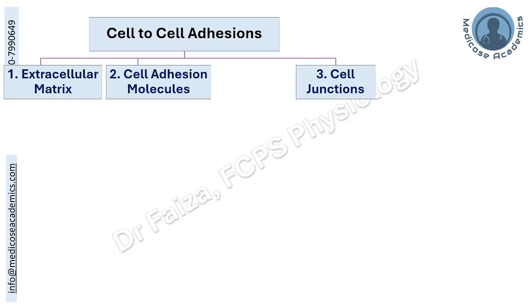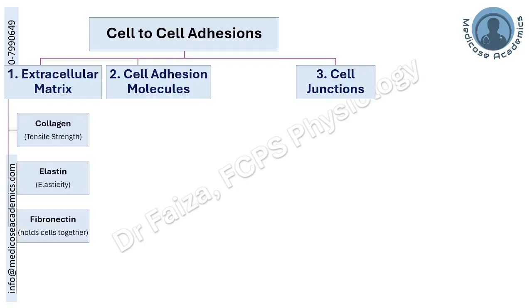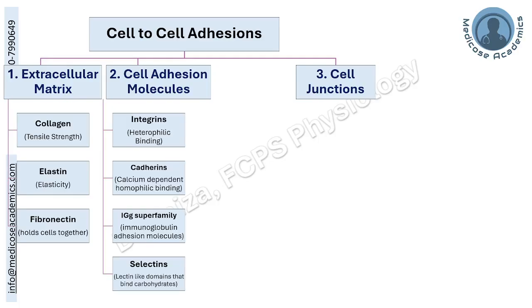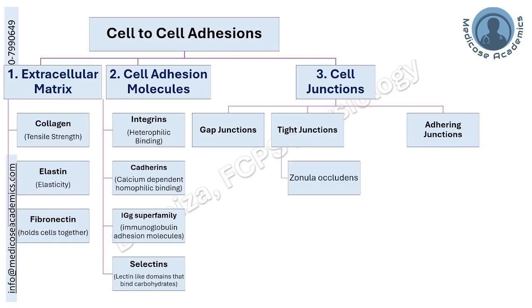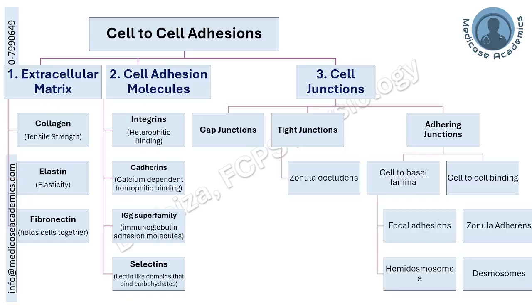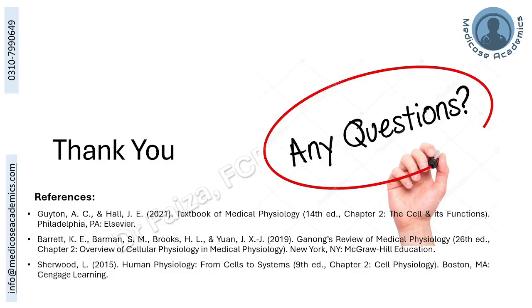So let's quickly review it again. Extracellular matrix, collagen, elastin, fibronectin, the biological glue, cell adhesion molecules, the cell-to-cell adhesion by integrins, cell to basal lamina adhesion by cadherins, IgG superfamily, and carbohydrate attachment by selectins, cell junctions, gap junctions, tight junctions versus adhering junctions, and adhering junctions again of two types, either cell to cell or cell to basal lamina attachment. That's all about the cellular junctions and adhesions.